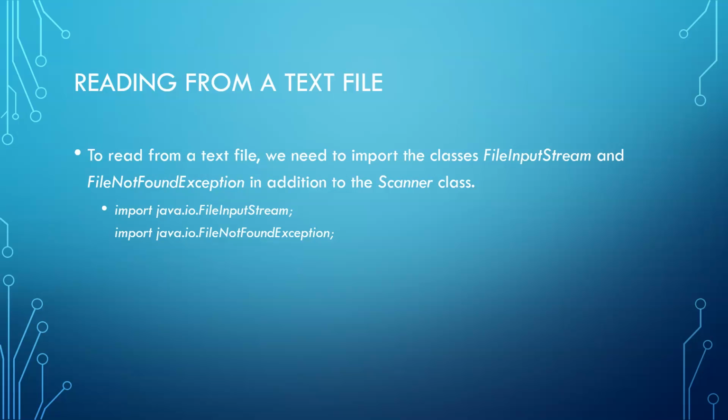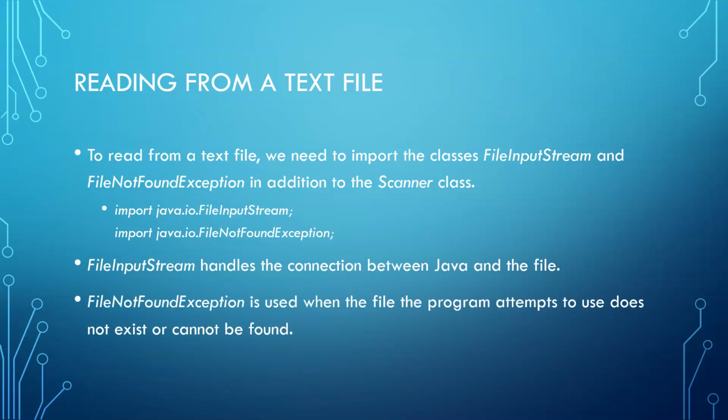The first one, the FileInputStream, would actually allow us to read in those characters and process them from the Scanner class. And then the FileNotFoundException is pretty much a class that Java uses to make sure that if the file you're looking for is not found or there's an error reading it, it doesn't crash your program. It instead will just return this error. Like I said, FileInputStream handles the connection between Java and the file, and the FileNotFoundException is when the program attempts to use a file that's not found or does not exist, or some sort of error happens with that.